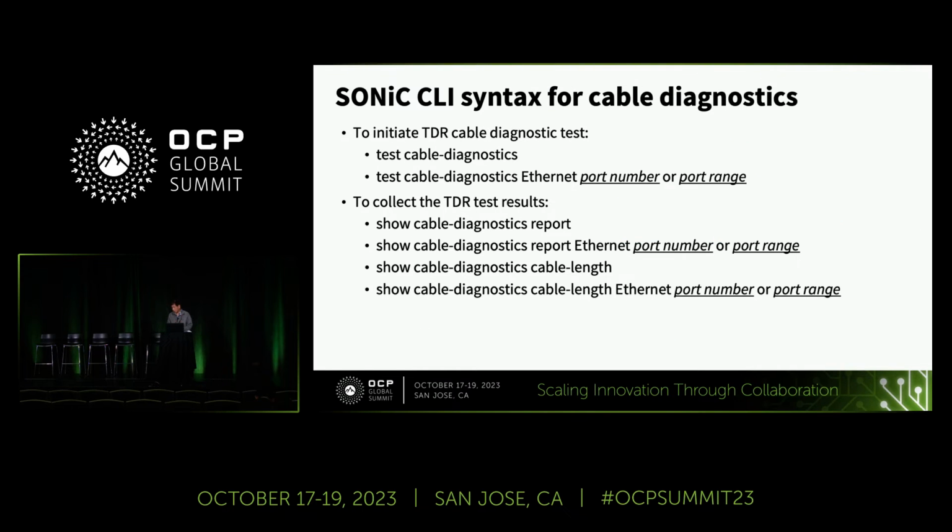Then there's a separate Sonic CLI to get the TDR result back. The Sonic CLI syntax is as follows. To initiate a TDR cable diagnostic test, we have the command test cable diagnostics. Also, we can give the Ethernet port number or port range. To collect the TDR test result, we can use the command show cable diagnostic port, or if we only want to know the cable length, we can do show cable diagnostic cable length. Both commands can take a port number or port range.